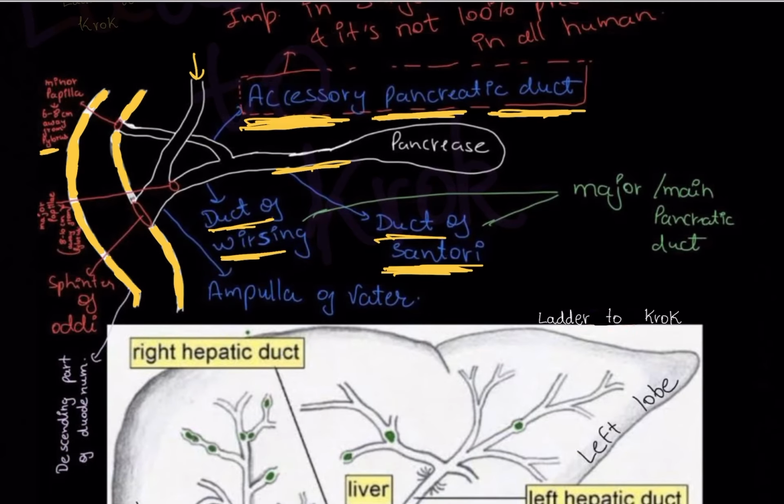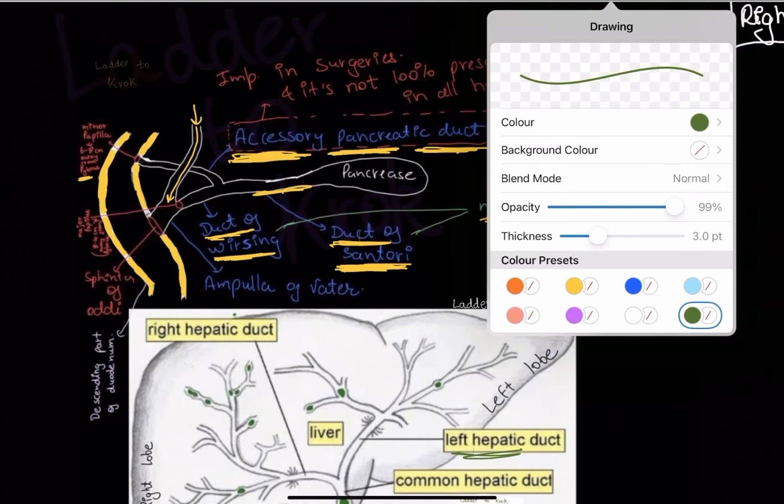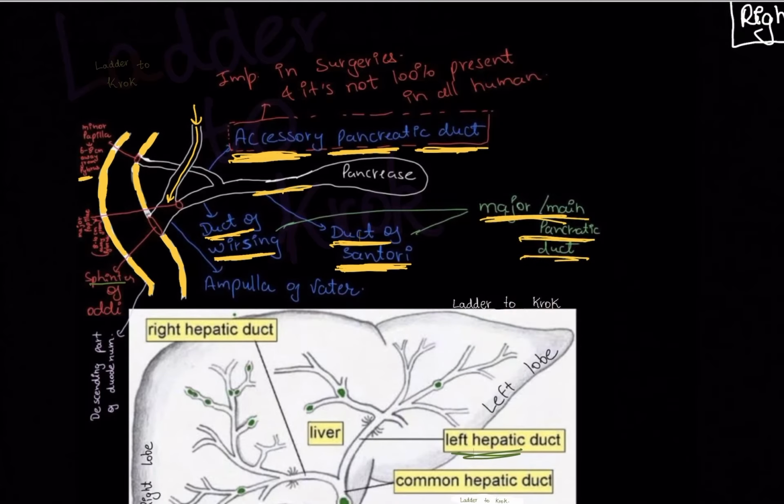these two are known as the major or main pancreatic duct. Which are the major or main pancreatic ducts? This duct of Wirsing and duct of Santorini. These go and open in this common bile duct. I already told you these open by the sphincter of Oddi, and this part is known as the ampulla of Vater.